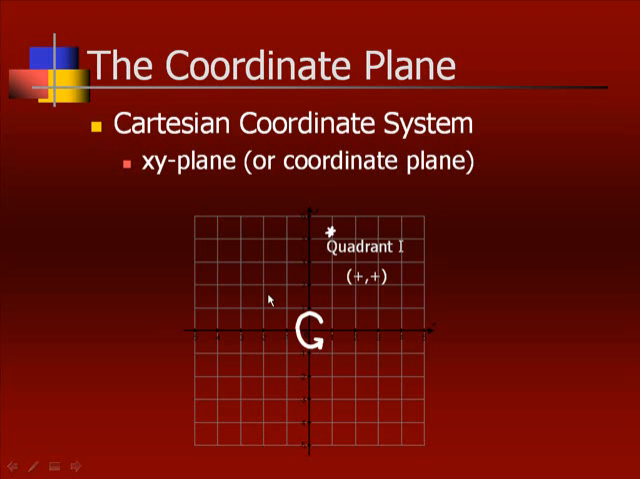The top left-hand one is quadrant 2. X's are negative, y's are positive. Going on around, the next one is quadrant 3. And in that one, the x values are negative and the y values are negative. And then the last one is quadrant 4. The x values are positive and the y values are negative.